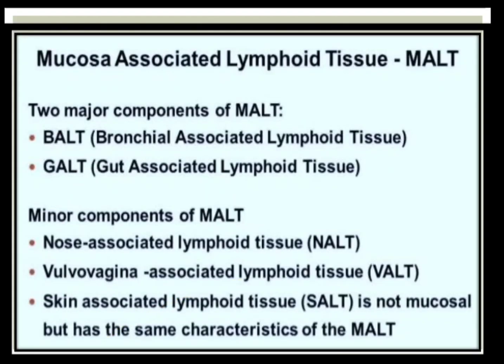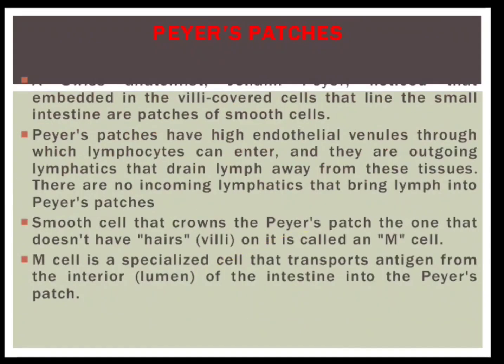Now your mucosal associated lymphoid tissue can be divided into two types: major and minor components. The major components are your bronchial associated lymphoid tissue and the gut associated lymphoid tissue. All this is present in the mucosa itself. The minor ones include the nose associated, the vulvovaginal associated lymphoid tissue, and your skin associated lymphoid tissue. So all this is lymphoid tissue which is present in various parts of your body. It's not present only in one particular place.